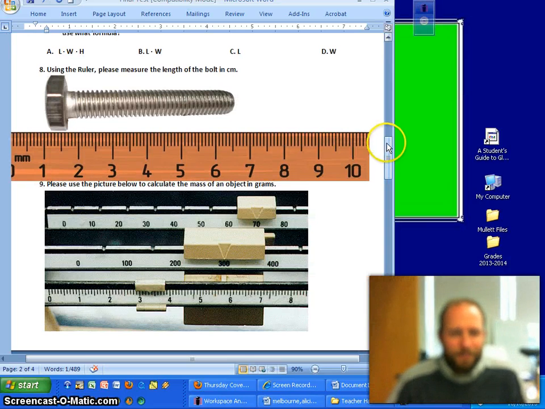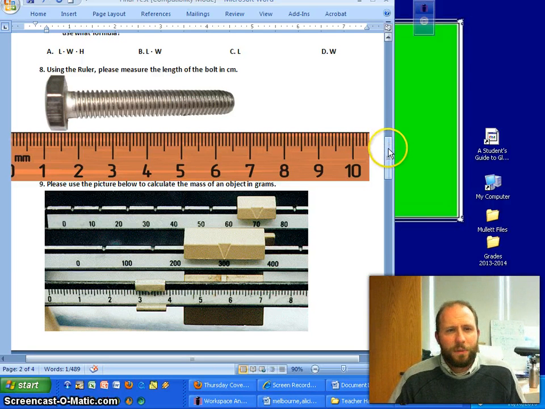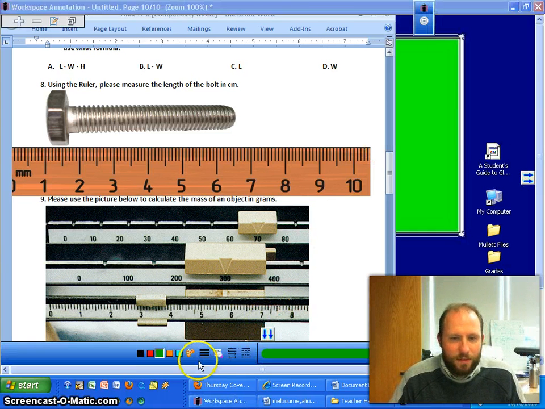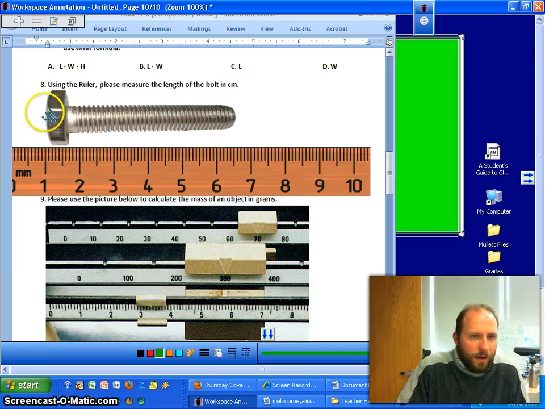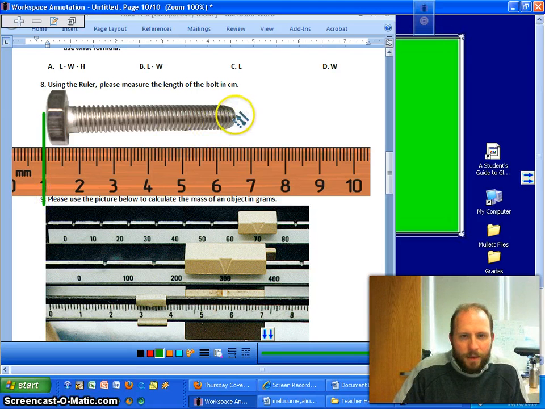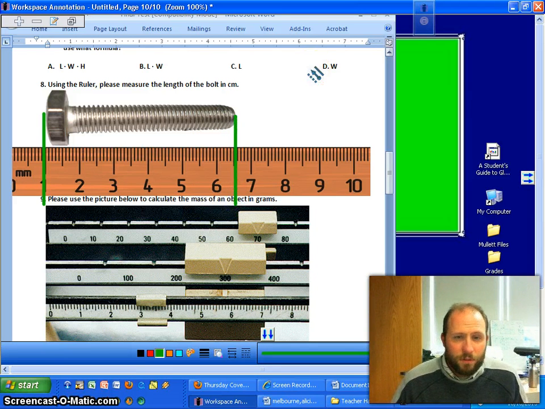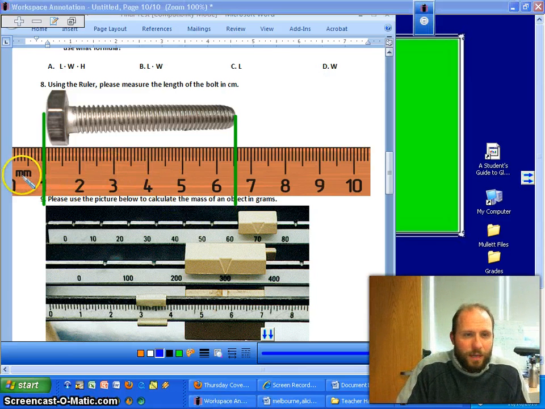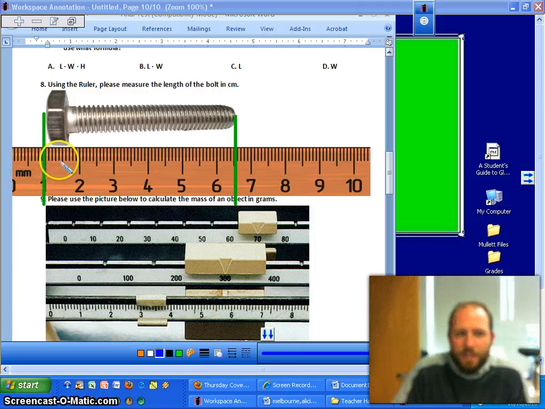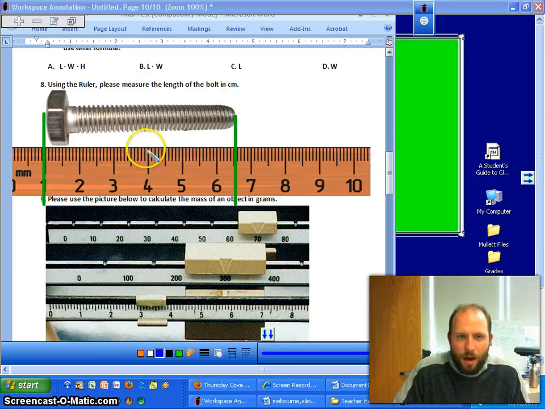Number 8. Alright, using the ruler, please measure the length of the bolt in centimeters. It's really kind of nice and easy to do this with the computer program, but let's see if I can set this up for you. I've got the edge of the bolt right here, so I'm going to bring this line straight down. And I got the other edge of the bolt right here, so I'm going to bring that one straight down. We notice we're working in centimeters, so this is actually the right unit. It says millimeters here, but that is referring to each one of these lines as a millimeter. The big ones are centimeters, and the middle length ones are half centimeters.